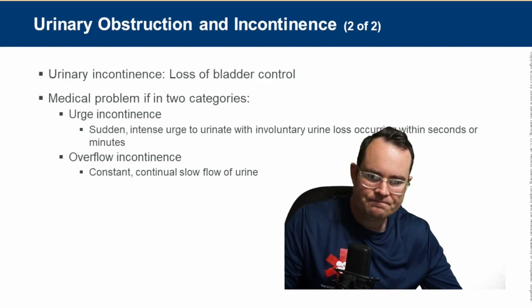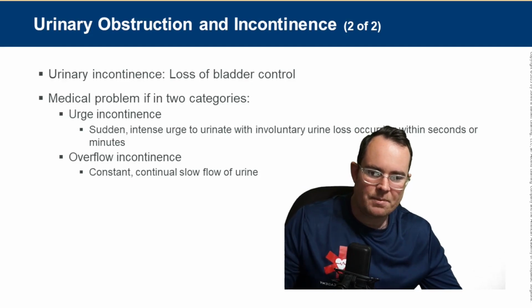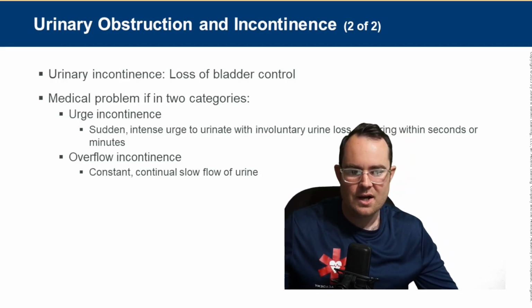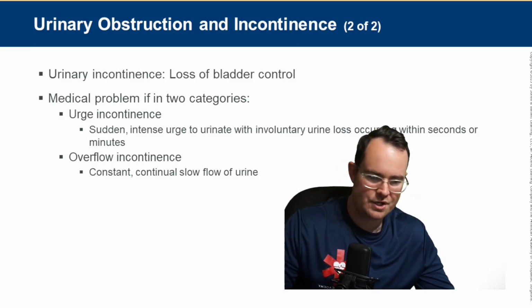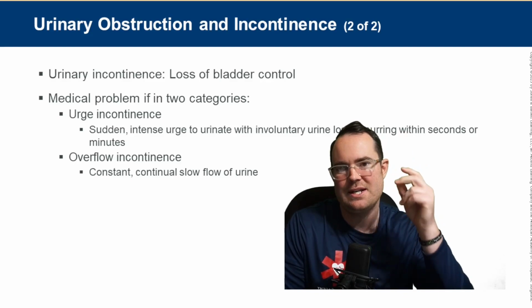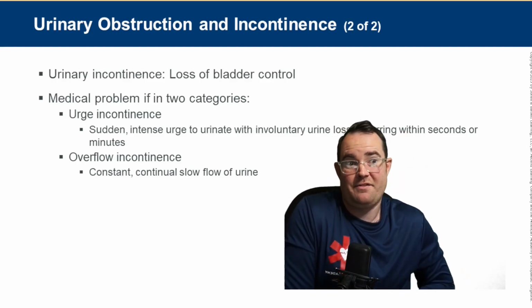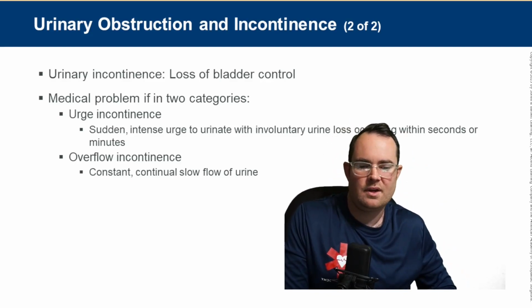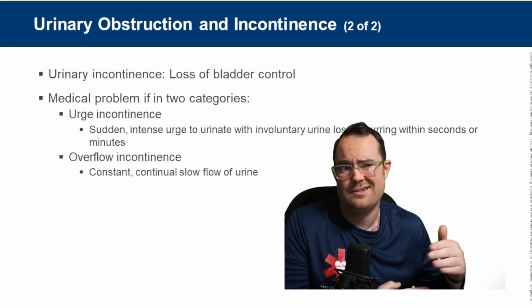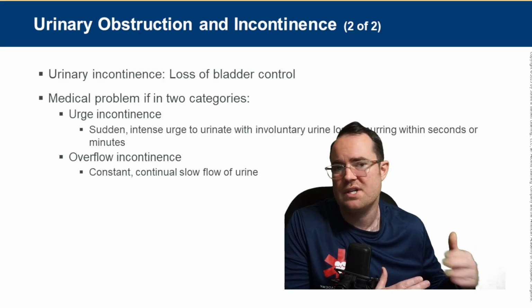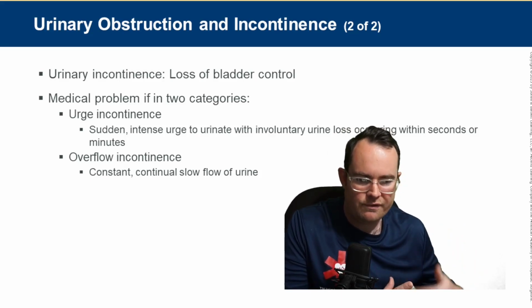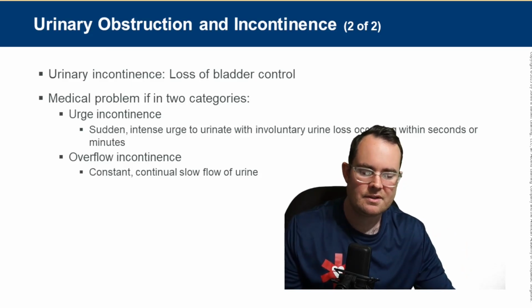So a couple of different categories here. Urge incontinence is a sudden intense urge to urinate with involuntary urine loss occurring within seconds. So it's immediate, they have to pee and it happens. Okay. They can't control it. The other one's just an overflow. So it's just constantly dribbling over time. It's just an overflow of incontinence. It's just continual flow that these patients deal with.